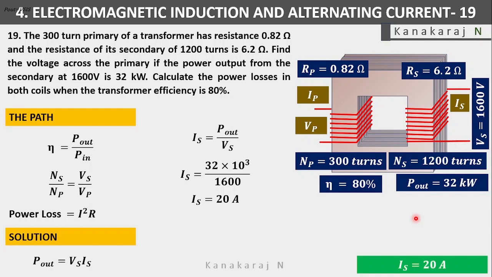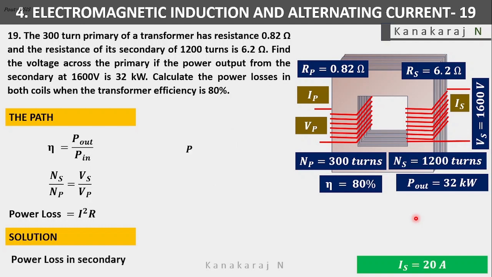Good. From this we can find what is the power loss in the secondary. So the power loss in the secondary is given by a formula, power loss in secondary equals Is square multiplies R. The R here is the resistance in the secondary coil. Remember that. So the value of Is is 20. So 20 multiplies 20 into Rs, which is 6.2 ohms. So that has to be substituted and multiplying, we get the power loss in the secondary equals 2480 watt, equals 2.48 kilowatt.